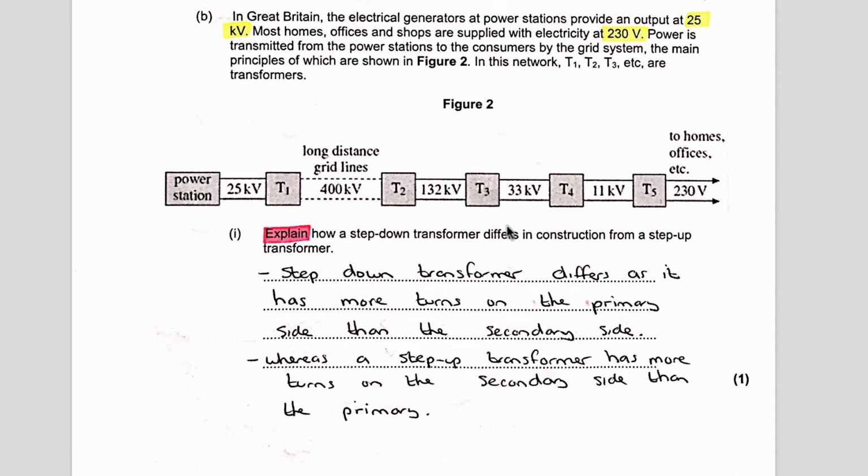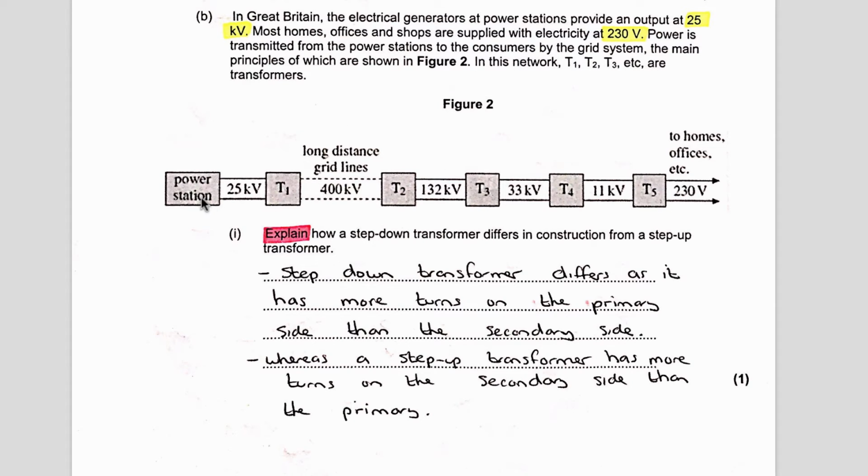And then in part B, we're told that in Great Britain, electrical generators at the power stations provide an output of 25 kilovolts. And most homes, offices, etc. are supplied with electricity at 230 volts, and power is transmitted from the power stations via the national grid system. And this diagram here shows us the main principle.